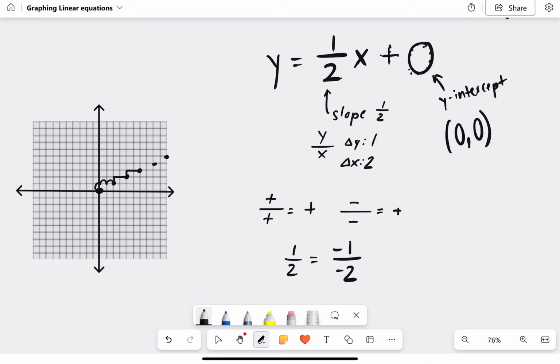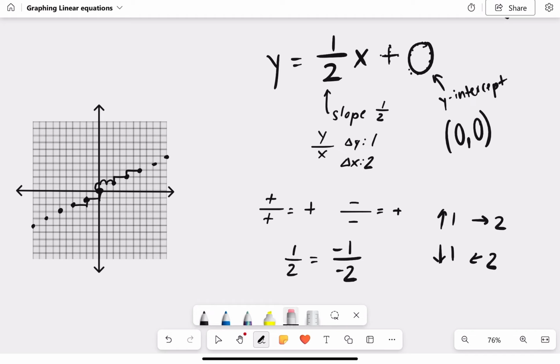So, when you go up by 1, you go right by 2. And also, you can go down by 1 and left by 2. But you have to make sure to reverse both. So, when you go down 1, you go left 2. When you go down 1, you go left 2. And you can start plotting those points as well. And you could keep going until we finally have our line.